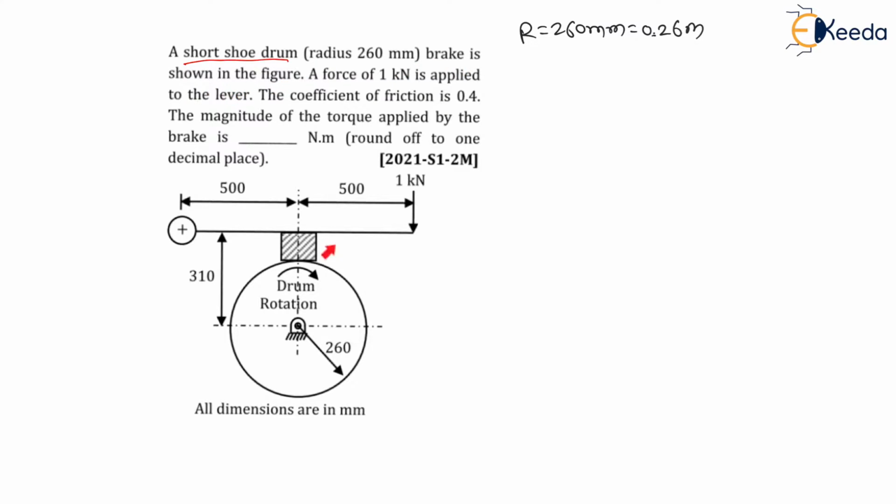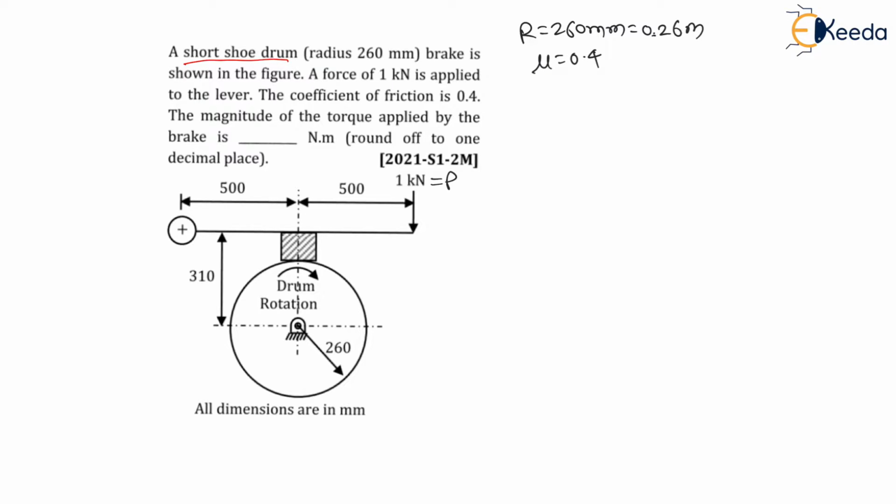The brake is shown in the figure. A force of 1 kilonewton is applied to the lever. Here you can see the force P of 1 kilonewton is applied, therefore P is equal to 1 kilonewton, which is nothing but 1000 newton, sorry. The coefficient of friction is 0.4. Now my dear students, at this contacting surface the coefficient of friction mu is given as 0.4.